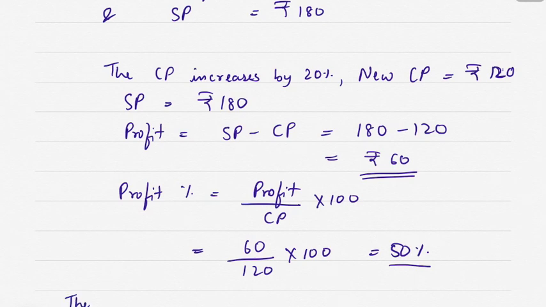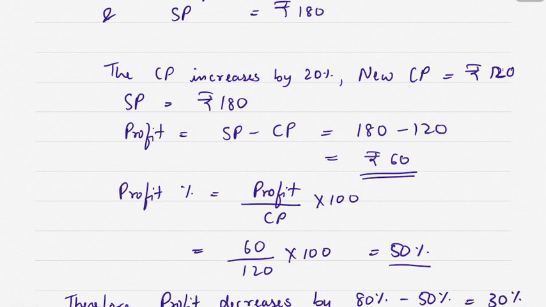So therefore profit decreases by 80% minus 50%. So profit decreases by 30%. Okay.